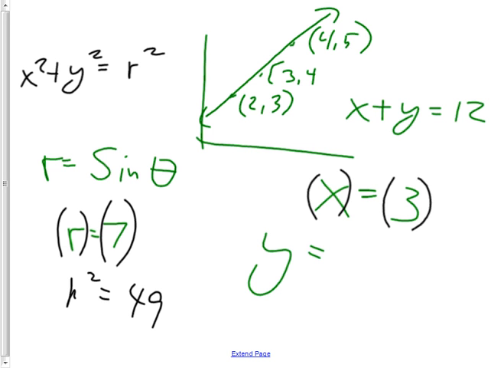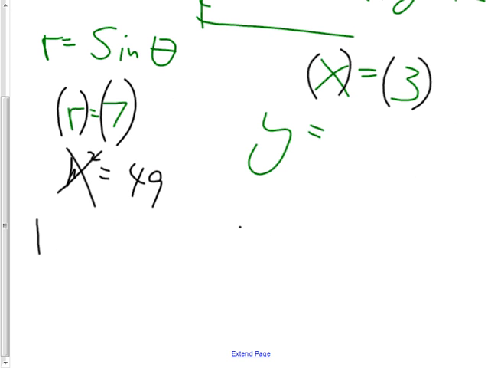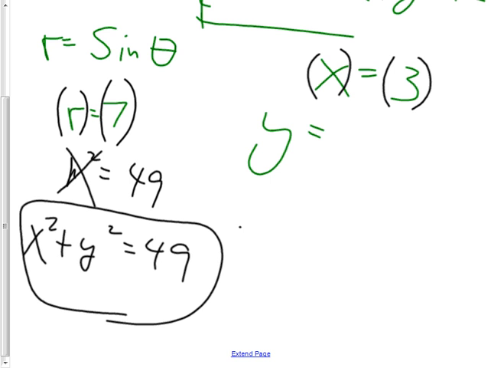And then, what's r squared equal to? X squared plus y squared. So I can now change this to x squared plus y squared equals 49. I hope that looks familiar. It's the equation of a circle. How many of you remember that from higher algebra?